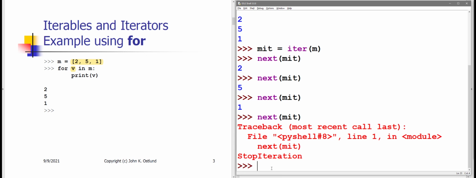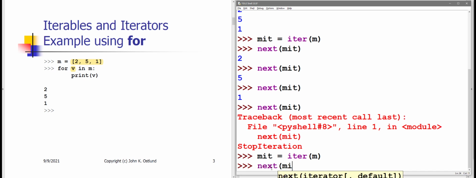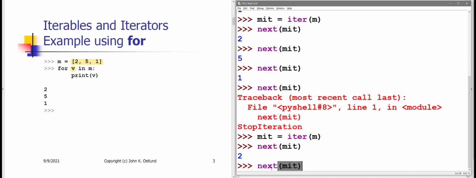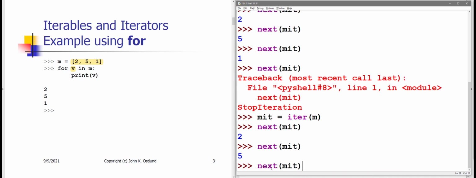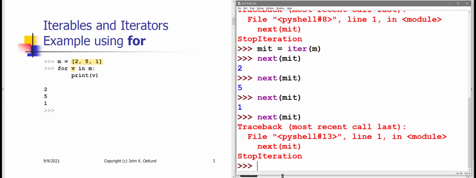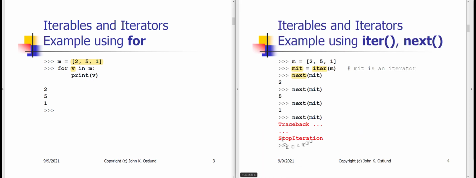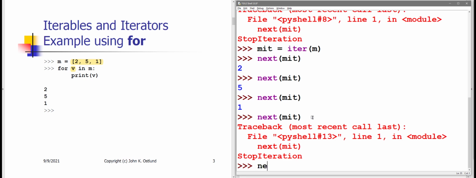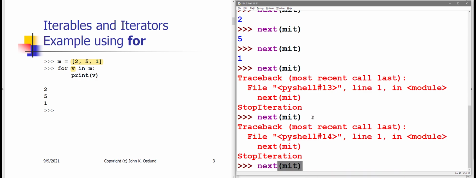I can simply recreate the iterator by saying mit gets iter m again, and then I can use my iterator again to step through these values. All right, so I get 3 values, and then when I ask for the 4th, I get my StopIteration exception again. And in fact, every time I call next on this iterator, once it has reached the end of the values that the object contains, I will always get back a StopIteration exception from that point.